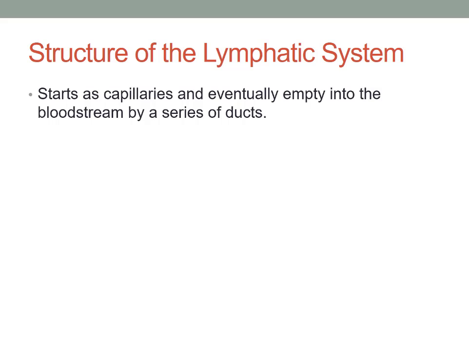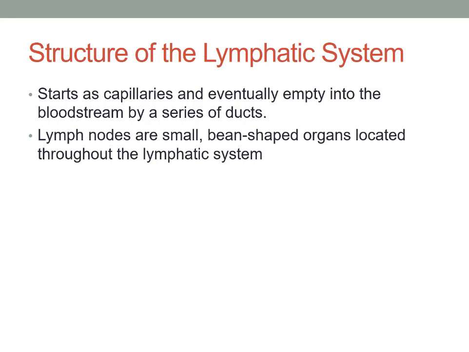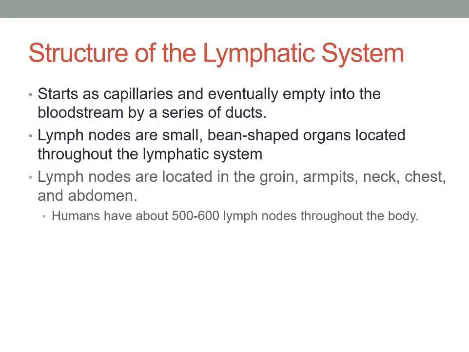So the structure of the lymphatic system starts as capillaries and eventually empties into the bloodstream by a series of ducts. Lymph nodes are small, bean-shaped organs located throughout the lymphatic system. Lymph nodes are located in the groin, armpits, neck, chest, and the abdomen. The average human has about 500 to 600 lymph nodes throughout their body.